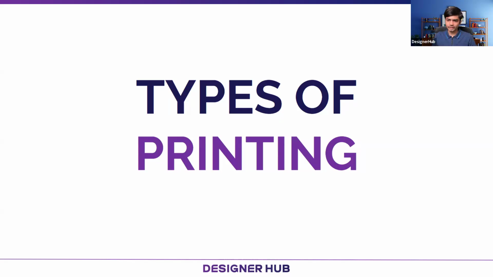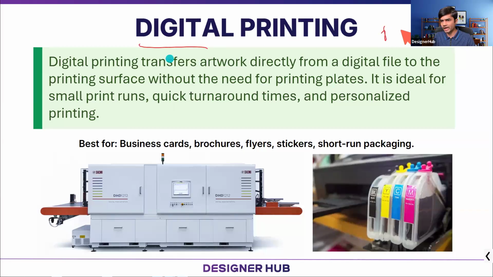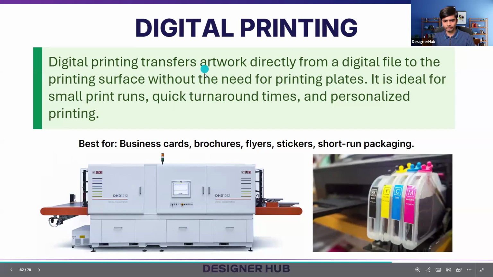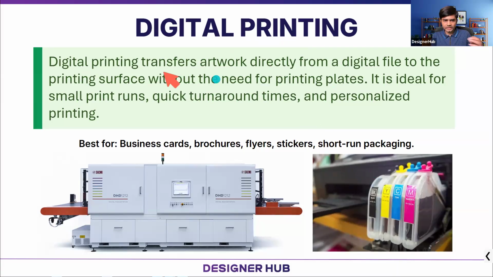Yes? Perfect. So now, for the printing, the first one is digital printing. That doesn't mean that because the word digital came, this will be RGB printing. No. Any printing is always CMYK. You can see black ink, cyan, magenta, yellow. But the difference over here is that digital printing transfers artwork directly from the digital file to the printing surface without the need of printing plates. Now, what are printing plates? As we go forward, we will understand.